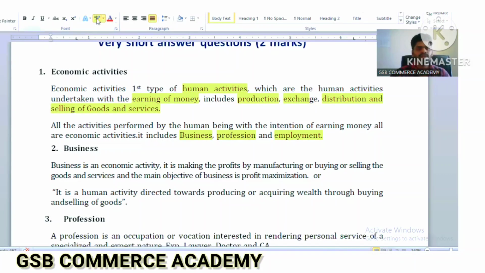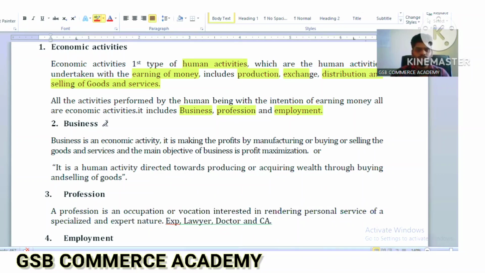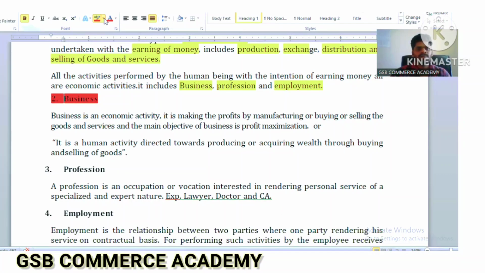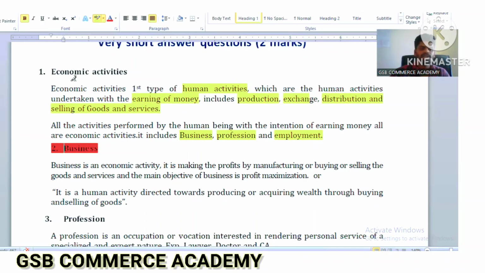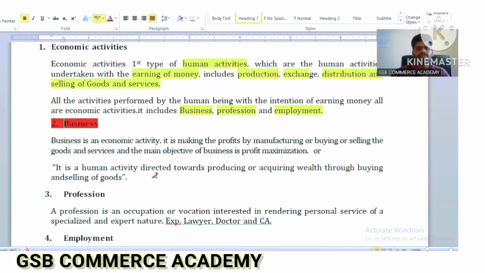The next very important 2 marks question for the I.P.E intermediate is: what is the meaning of business? Business is an economic activity, one of the types of economic activity. It earns profits by manufacturing or buying and selling of goods and services.